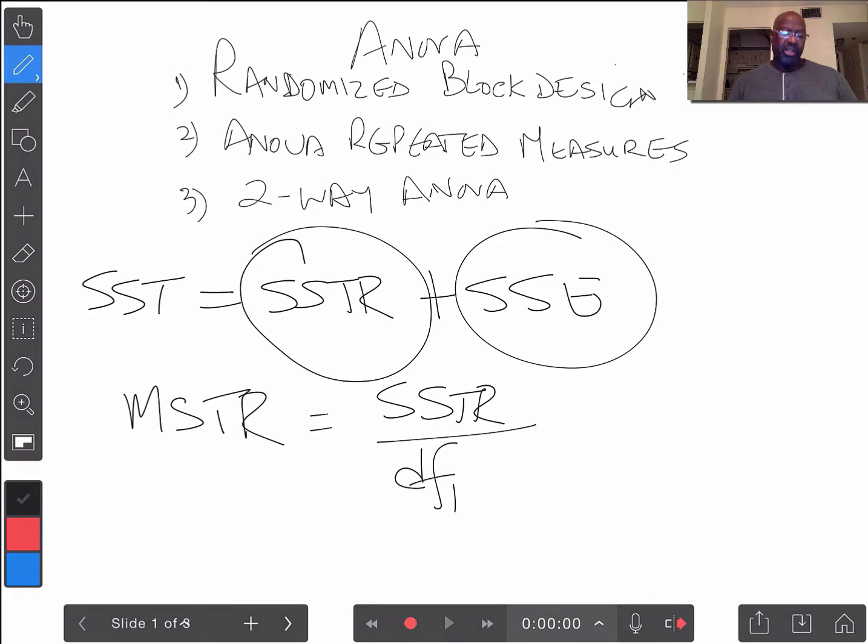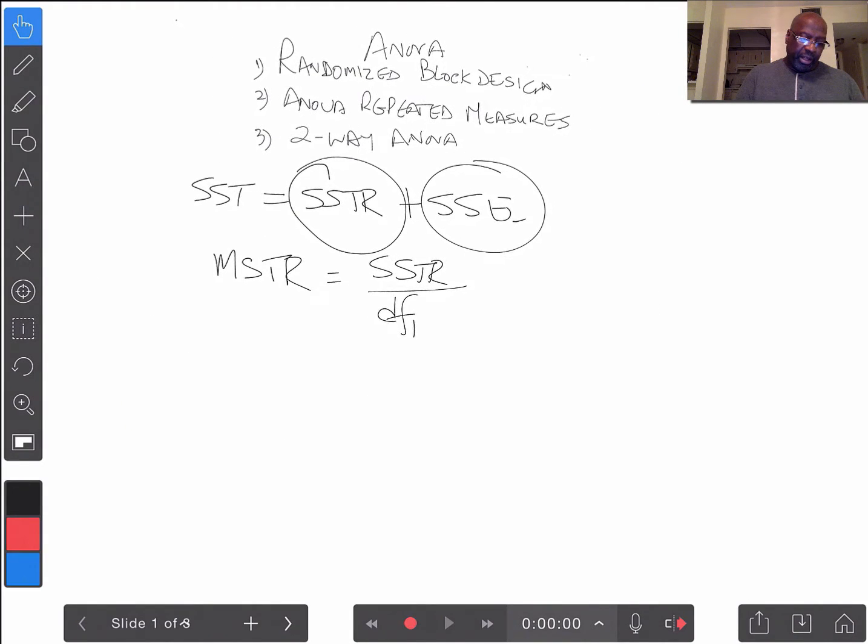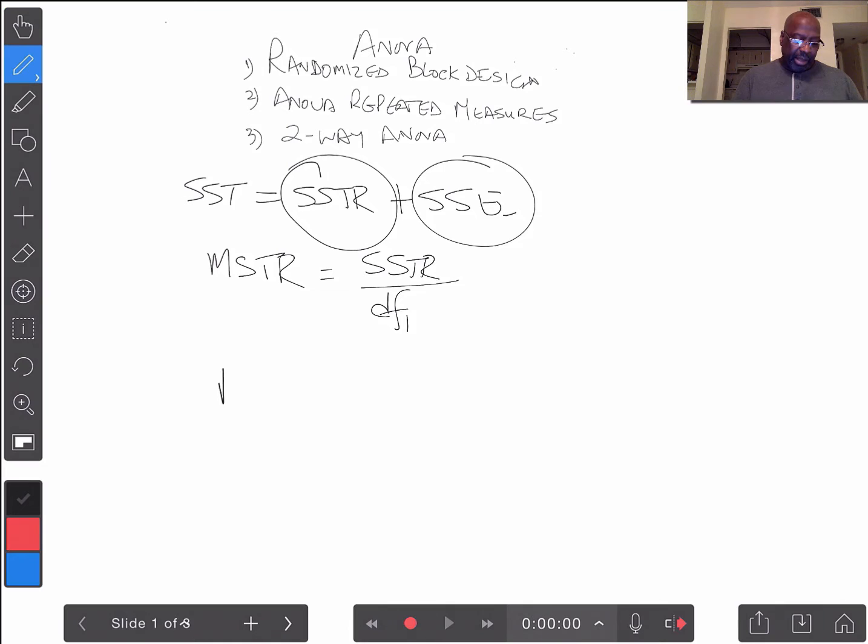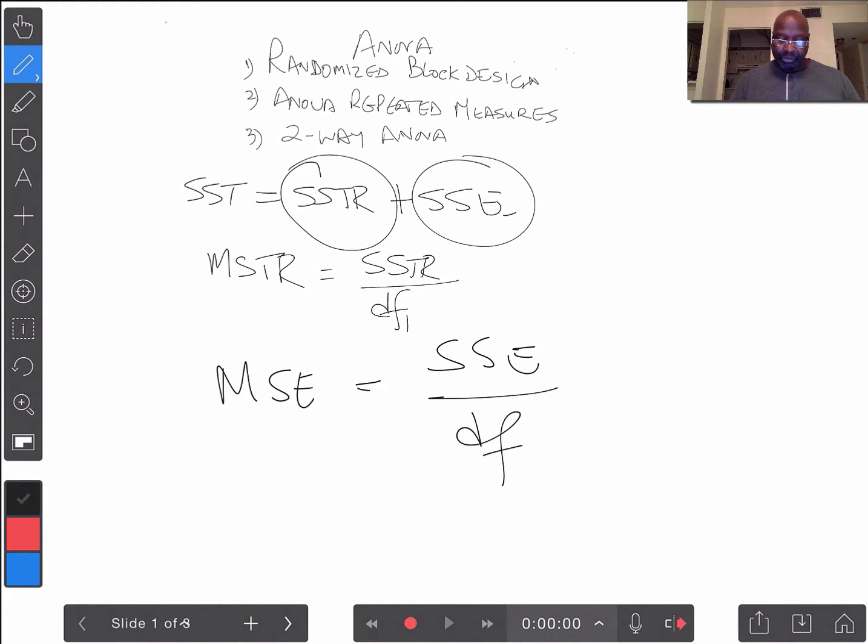Let's just call it, in this case, DF1, because that would be the numerator. And recall that we showed a variance is sum of squares divided by degrees of freedom. If we now do the same thing for the error term, then we get MSE, which is the mean squared due to the error, which will just be sum of squares due to the error, divided by the denominator degrees of freedom.